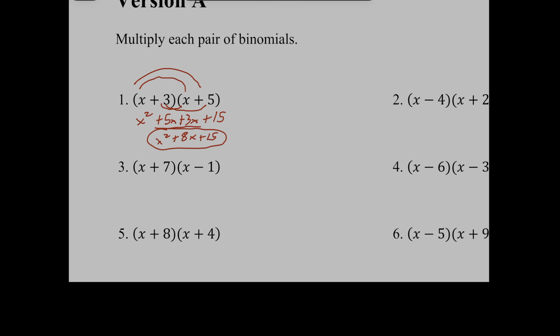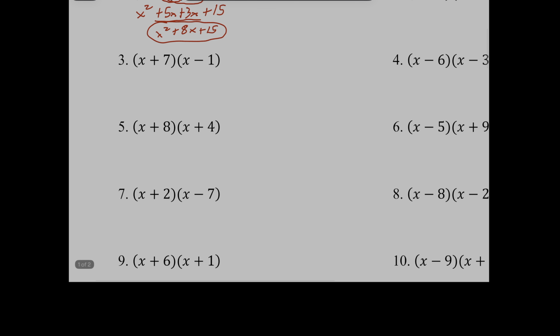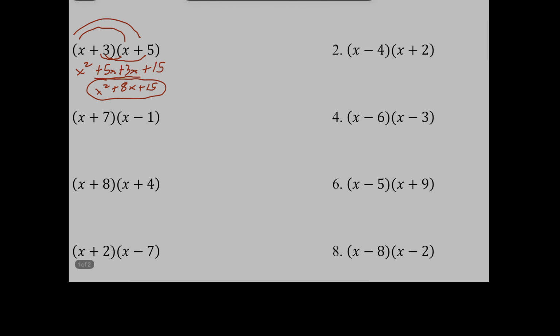So when you're foiling, what you're really trying to do is everybody multiplies with everybody. It's kind of like a double distributive. I take the x and distribute it to both, and then I take the 3 and distribute it to both, and then I just add up all my like terms. So let's just keep going with this, okay? We'll go across, why not?